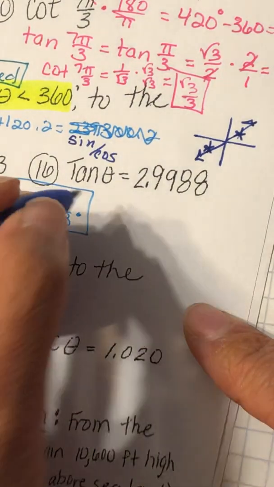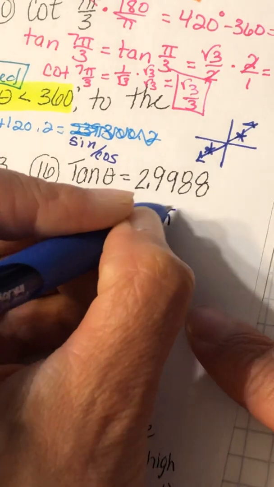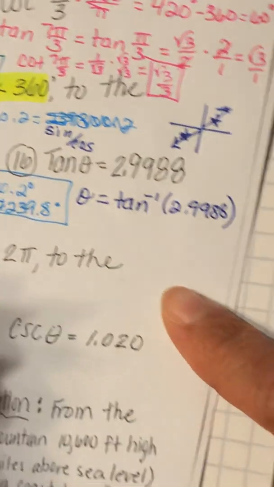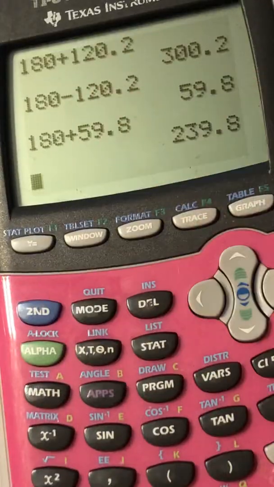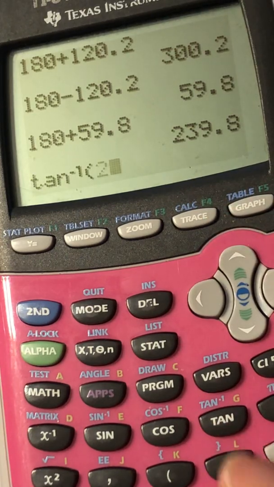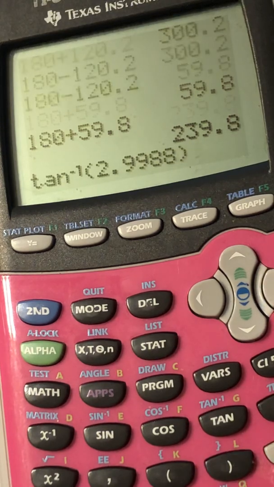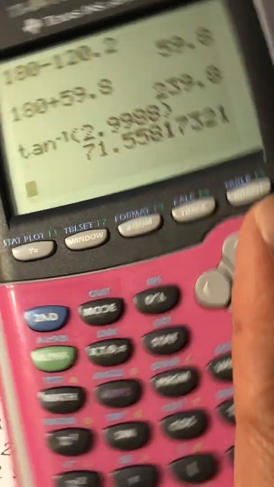Okay, so let's find the first angle. So theta is going to equal the inverse tangent of 2.9988. So my calculator, second tangent of 2.9988 equals 71.6 degrees to the nearest tenth.